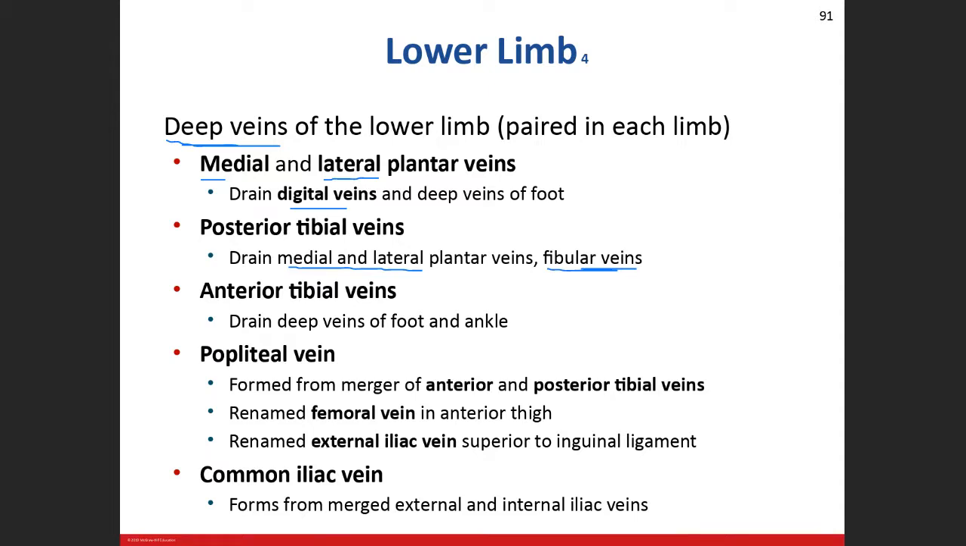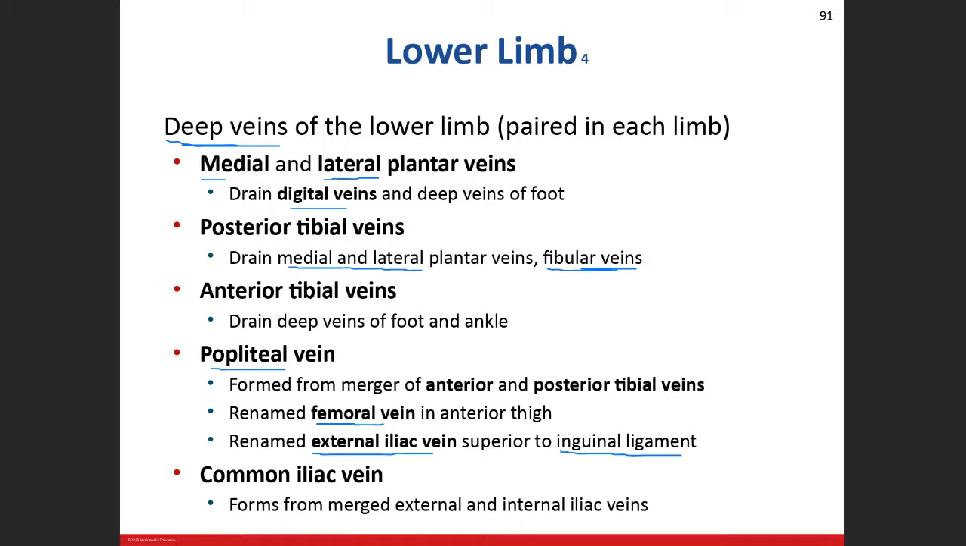From there, the posterior tibial and the anterior tibial will come together and merge and form the popliteal vein. And then that popliteal vein, as we head up the thigh, once we get into the thigh, past the knee, we rename it and call it the femoral vein. And then that femoral vein is going to duck under the inguinal ligament. When it does, we rename it the external iliac vein.